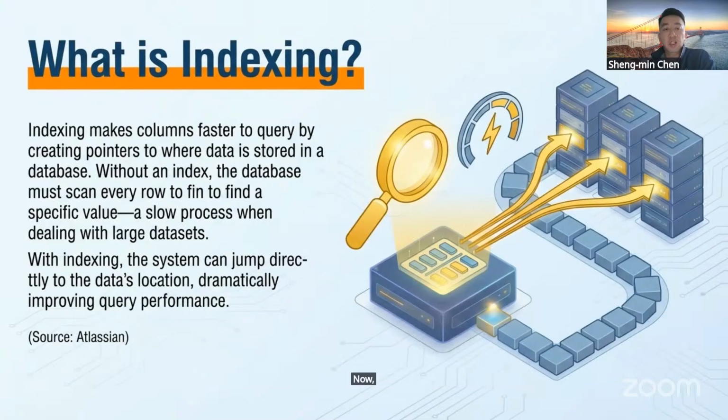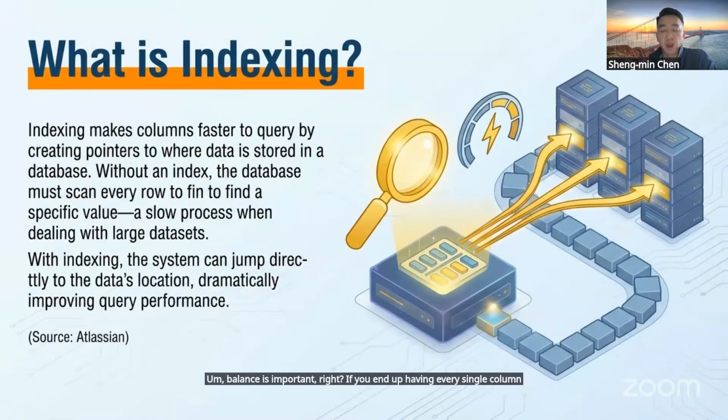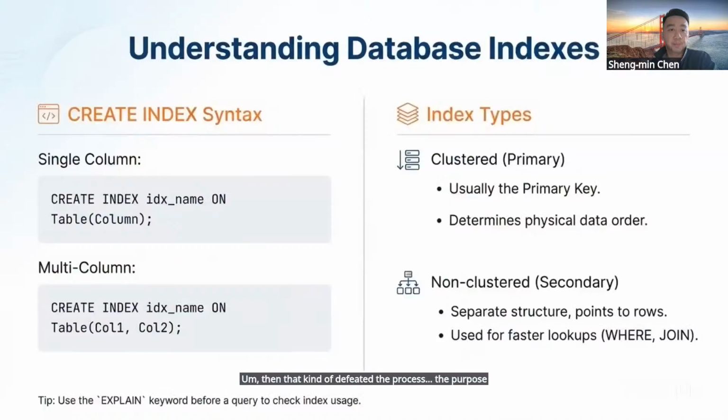Now, index is a good solution to increase the speed when querying, but obviously, balance is important, right? If you end up having every single column that you got in the database indexed in a non-cluster index, then that kind of defeats the purpose, right? Okay, here are the cluster and non-cluster keywords that I mentioned. And then here goes how you would create index.